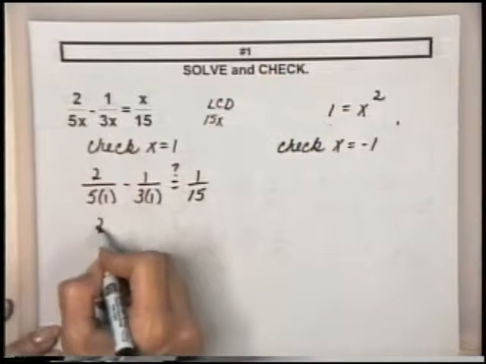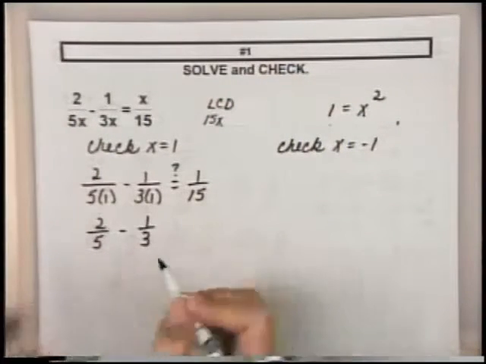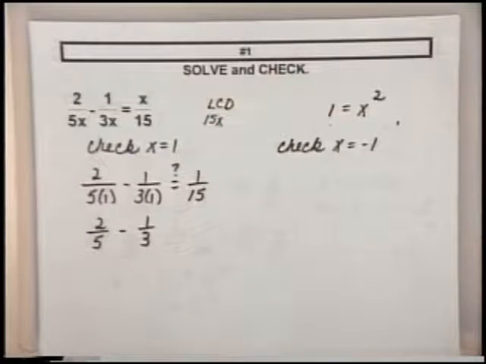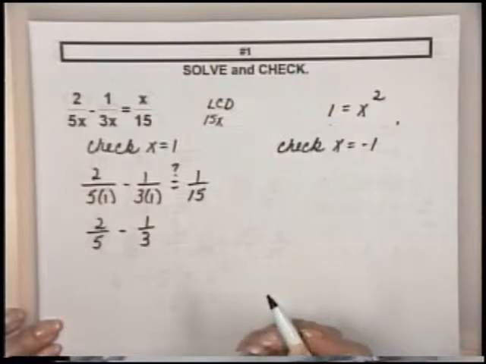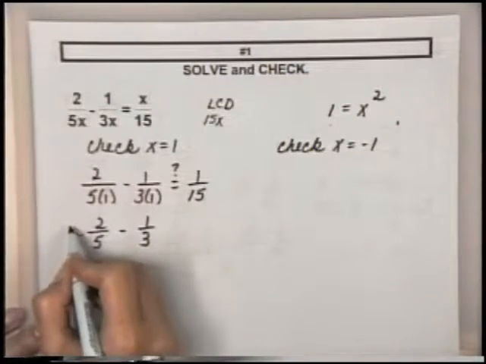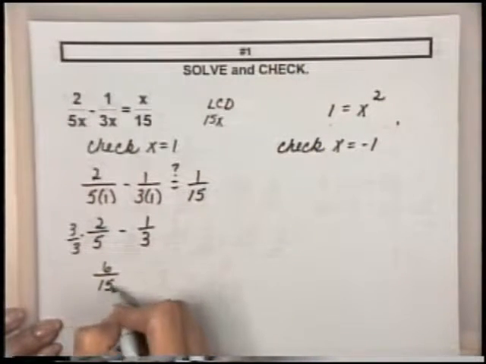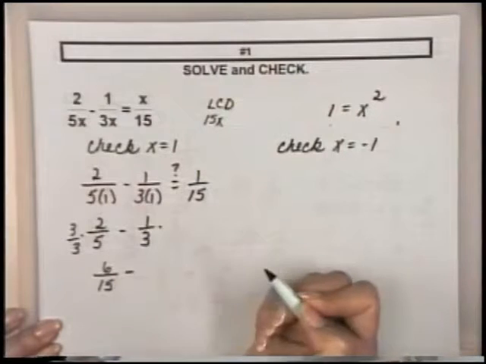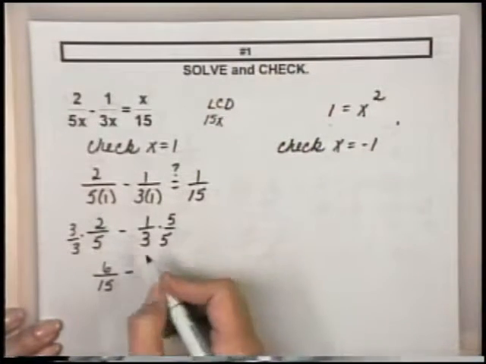For my first fraction, I will have 2 over 5 subtract 1 over 3. In order to subtract the fractions, I need an LCD. The LCD is 15. I will multiply the 2/5 by 3 over 3. I will get 6/15. Subtract. I will multiply the 1/3 by 5 over 5.